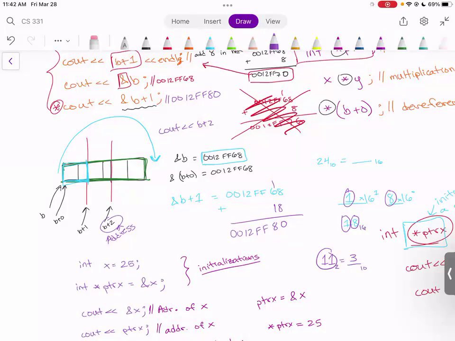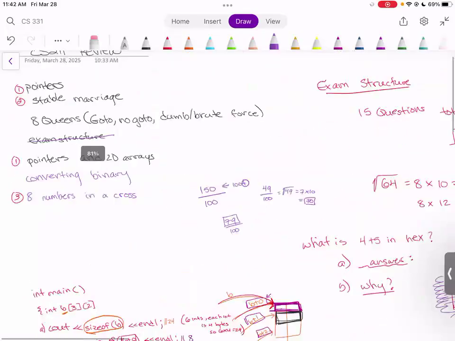Okay, I think I got everything in the chat. If I didn't, just feel free to unmute. Yes, they're both addresses, but they're not the same address. Exactly. Okay, so we have about 45 minutes left.